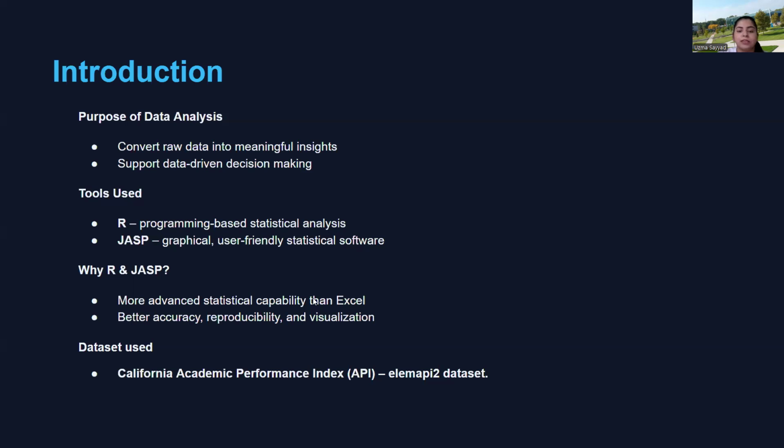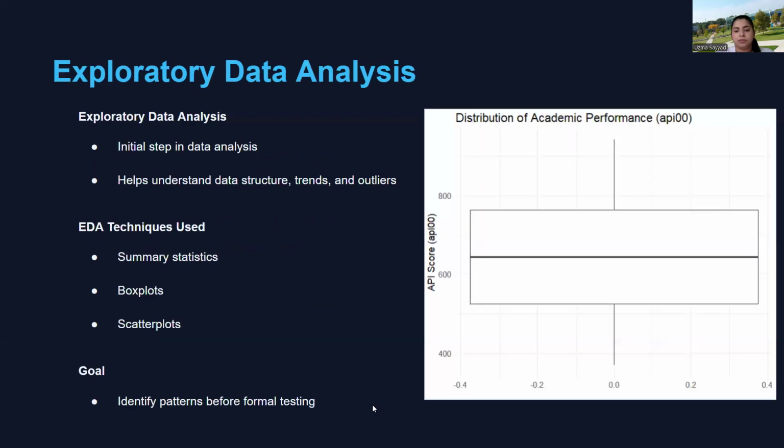making. For this analysis, I use the California Academic Performance Index, also called the API dataset, which we work with throughout this course. It contains school performance scores along with socioeconomic and education related variables. I will demonstrate two tools, R, which is a coding based statistical tool, and JASP, which is point and click statistical software. Compared to Excel, these tools allow more accurate analysis, better visuals, and more reliable results.